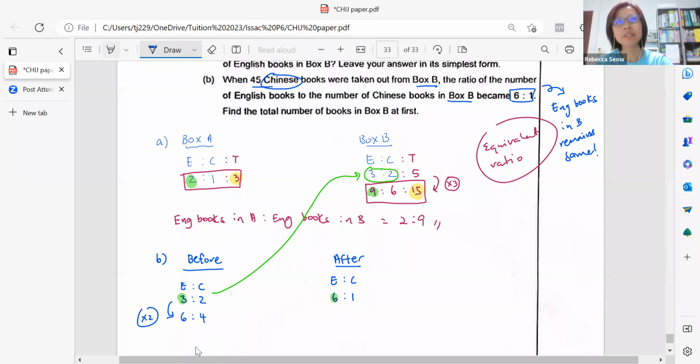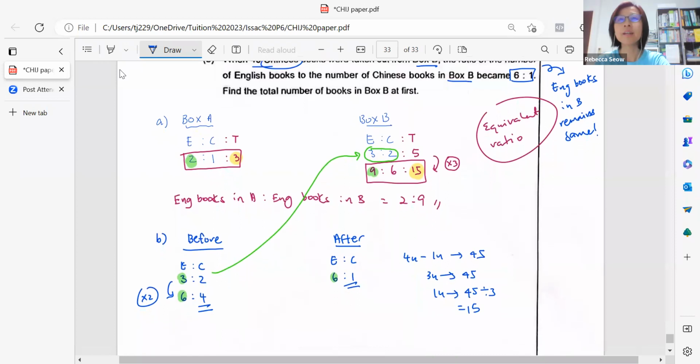Now that the units for English books are the same, we can make a comparison. Now, 45 Chinese books were taken out. So before it's been taken out, we have 4 units of Chinese books. After that, we have 1 unit of Chinese books. So the difference would be 45. Hence, 4 units take away 1 unit would make 45. So 3 units makes 45. 1 unit would be 45 divided by 3, which makes 15.